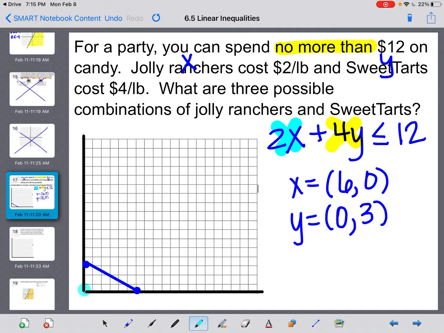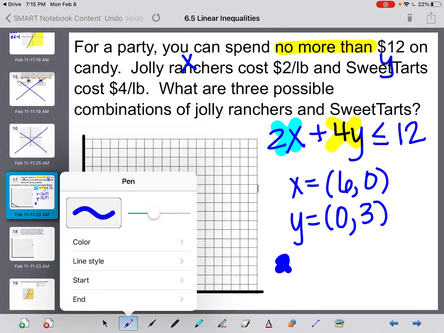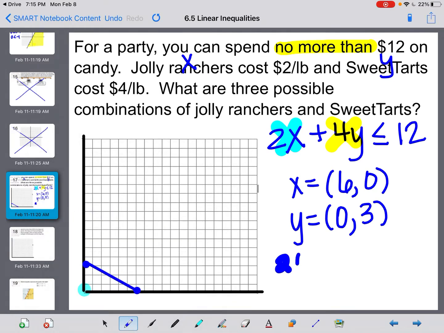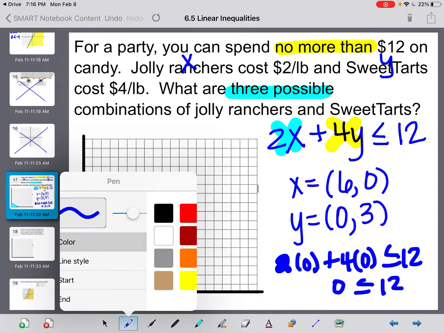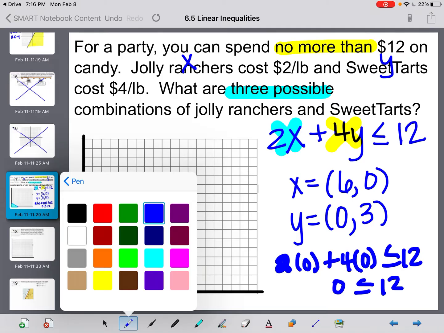Okay, I'm going to try 0, 0 again to see if that is a solution. So 2 times 0 plus 4 times 0 is less than or equal to 12. Well, all of that is 0, which, yes, is less than or equal to 12. So I'm going to shade everything down here below the line. Okay, by doing that, I should be able to choose 3 possible combinations of Jolly Ranchers and Sweet Tarts. Anything that's in that shaded region would be a solution.